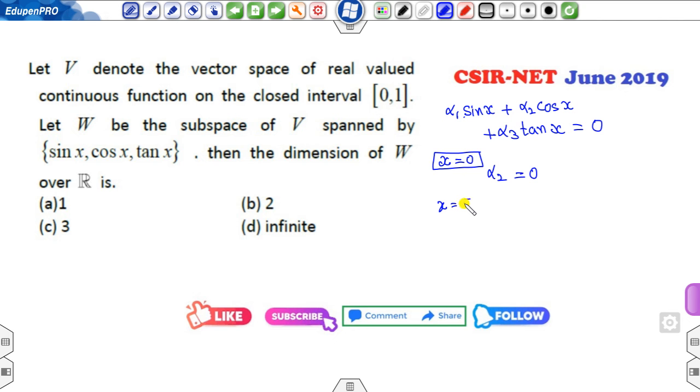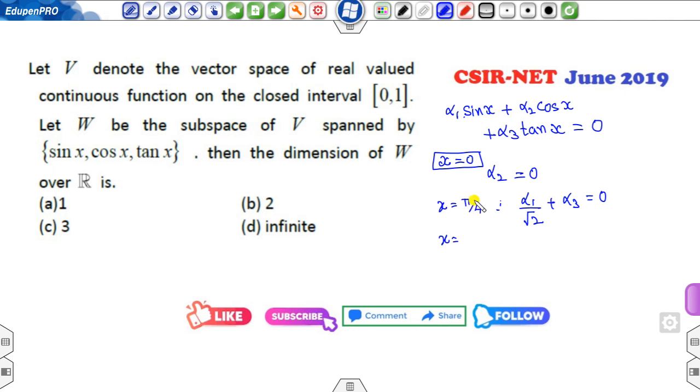If I choose x is pi by 2, that is infinity, so alpha is 0. Now I can choose any other number, say pi by 4. Then it is alpha 1 by root 2. Alpha 2 is already 0. This is alpha 3. Then I can choose any other number.